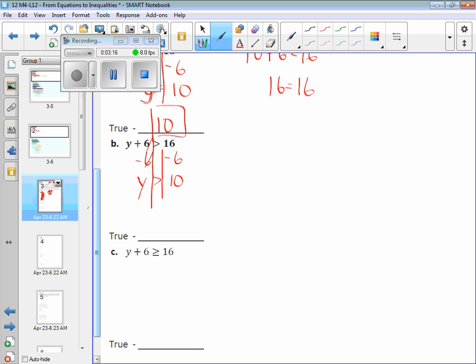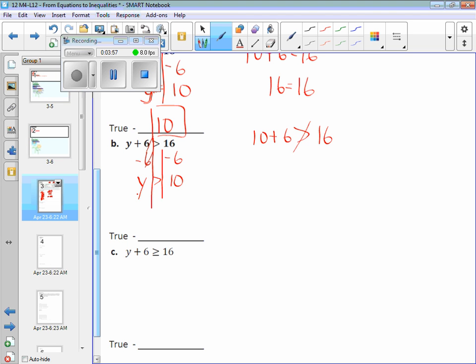Now, we've got to think to ourselves, all the values that are greater than 10 will make the inequality true. So if I substitute this in, is 10 plus 6 greater than 16? No, it's not. They're equal, right? You would need a line under, but we haven't gotten to that yet. So what would have to be the value for y to make the statement true?